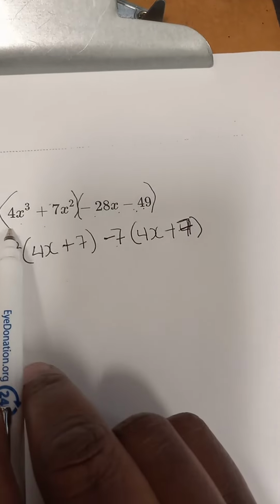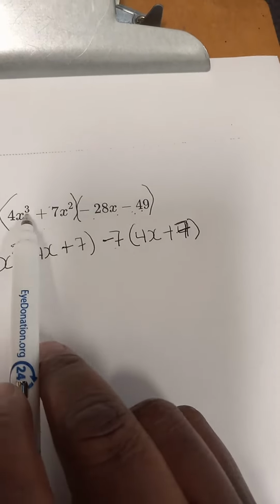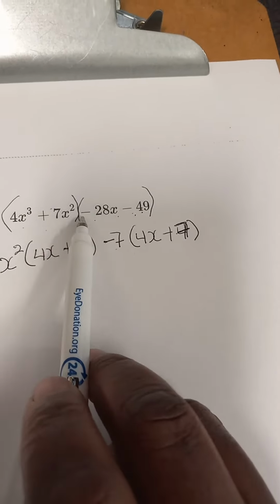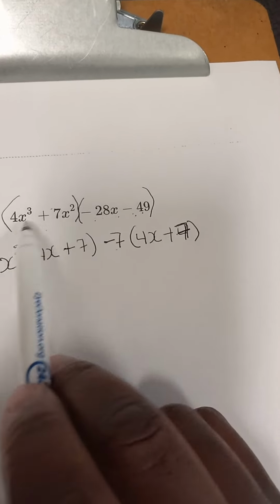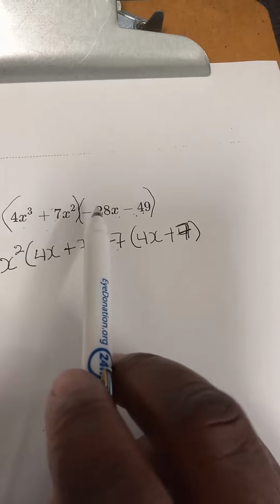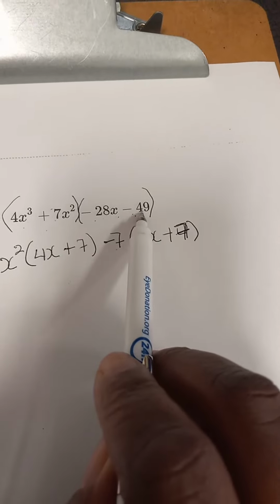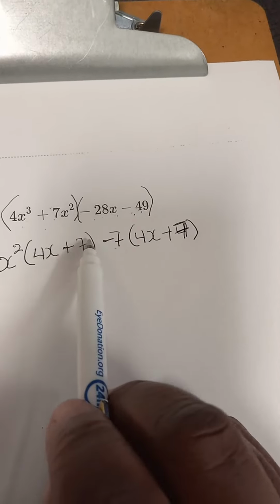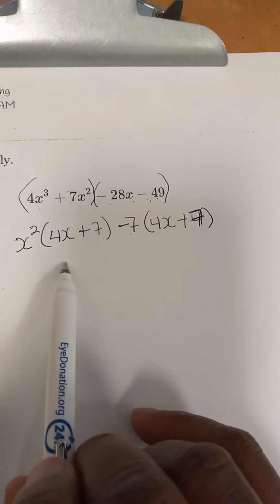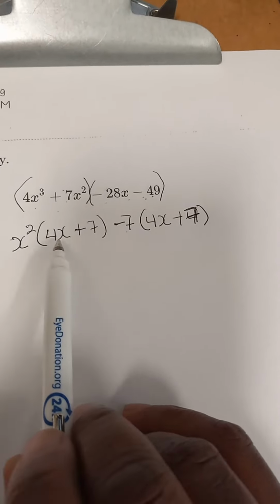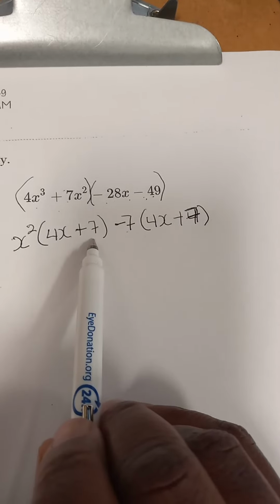So when we factor and we group 4x to the third plus 7x squared minus 28x minus 49, we group the first two terms, then we group the last two terms, and then we factor. Now we have this equivalent expression right here, and we could factor out the 4x plus 7.